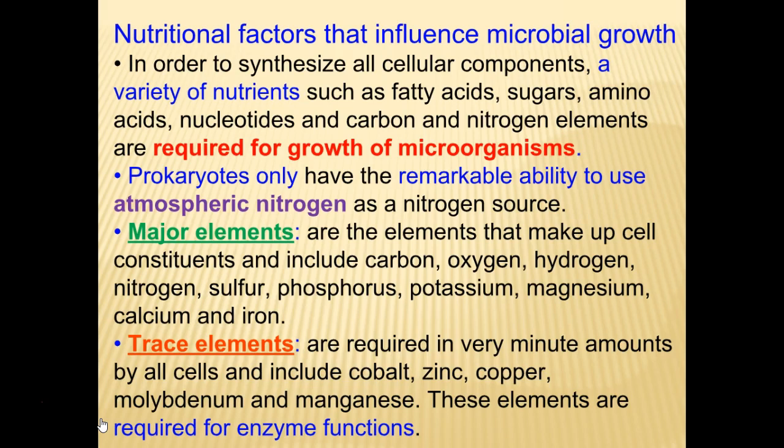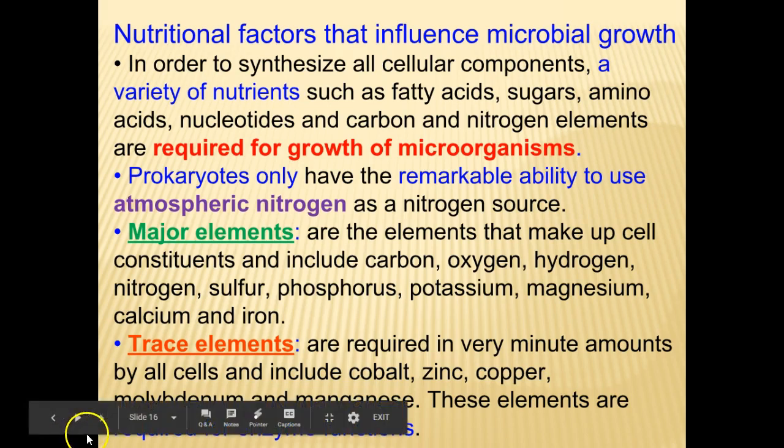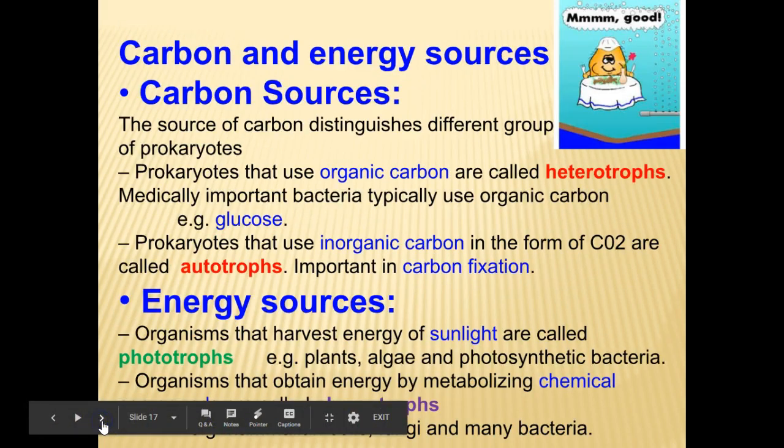The trace elements are required in very minute amounts by all cells, and they include cobalt, zinc, copper, molybdenum, and manganese. A lot of those elements are required for enzyme functions, like the superoxide dismutase and catalase. So having some of those trace elements is going to be super important when we ask those bacteria to grow in culture for us.